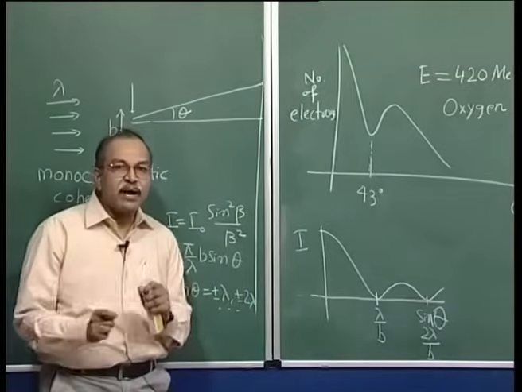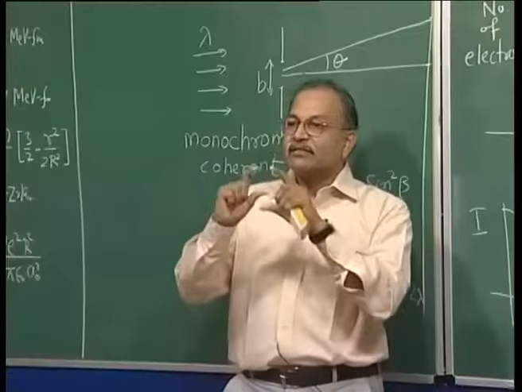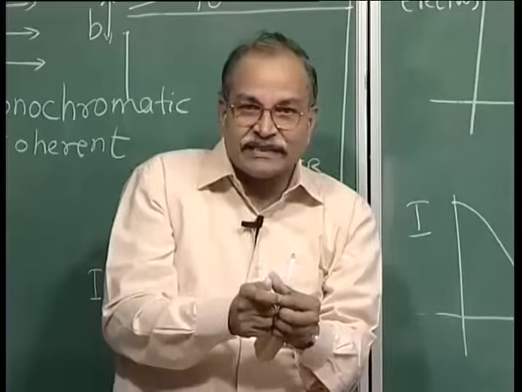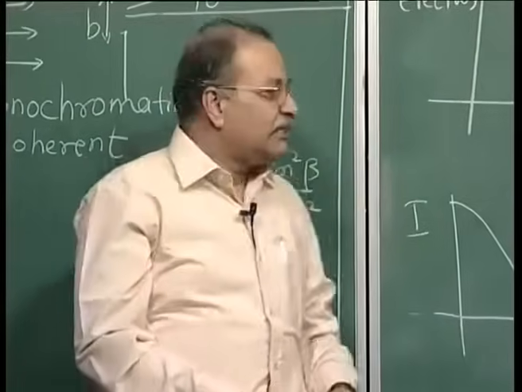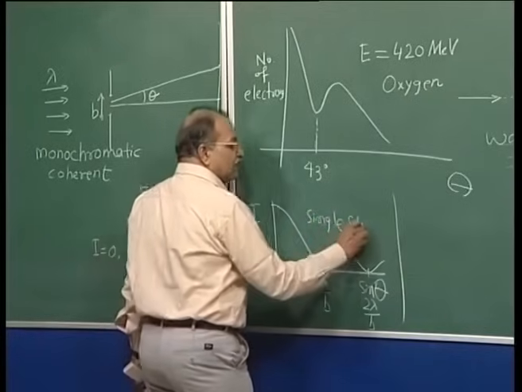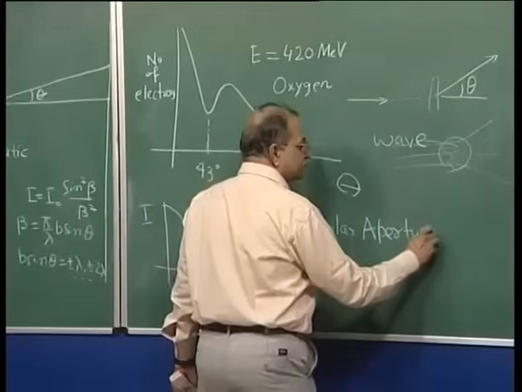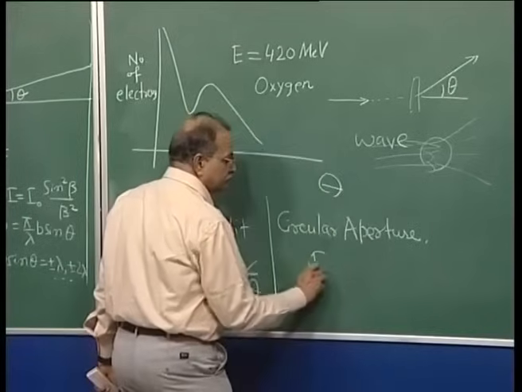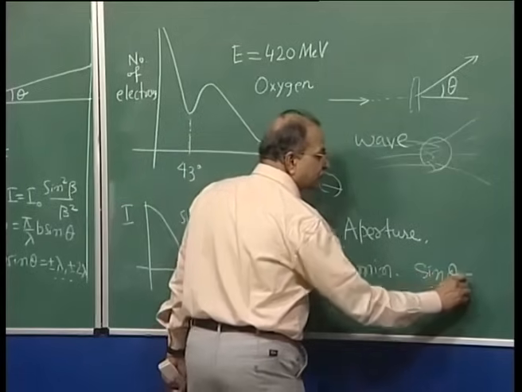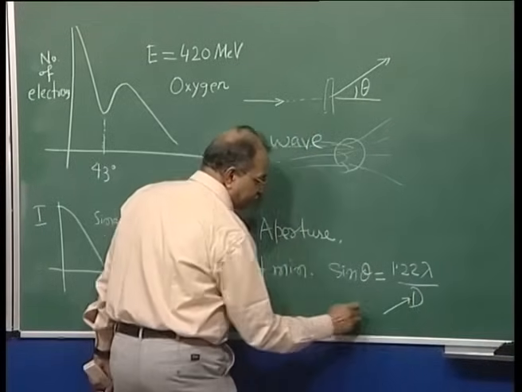If you have a circular aperture, not a slit, and light goes through that, then you get a bright disk in the middle and then a dark ring and then a bright annular ring with lower intensity and then again a dark ring and so on. And the first minimum that occurs, so this was for single slit, for circular aperture you have the first minimum at theta where sin theta is given by not lambda by d, but 1.22 lambda by d. This d is the diameter of the circular aperture.